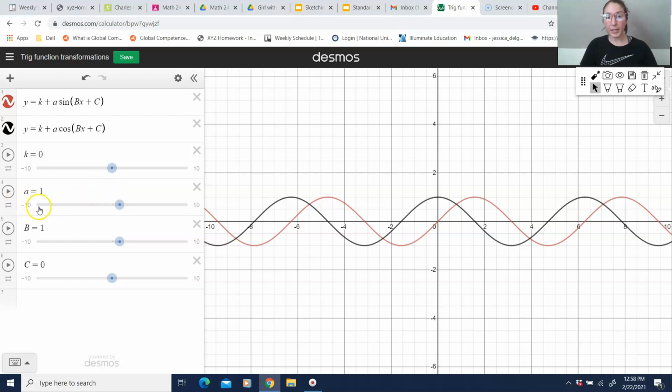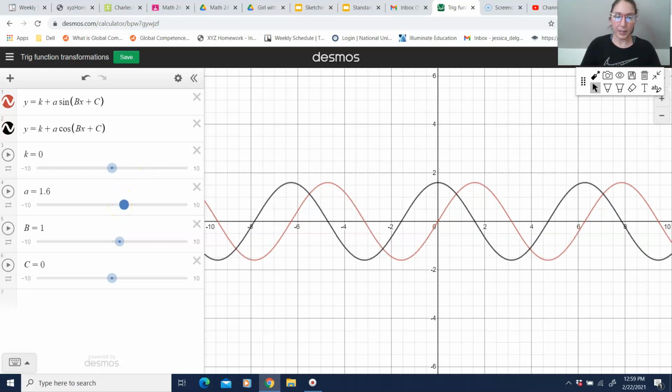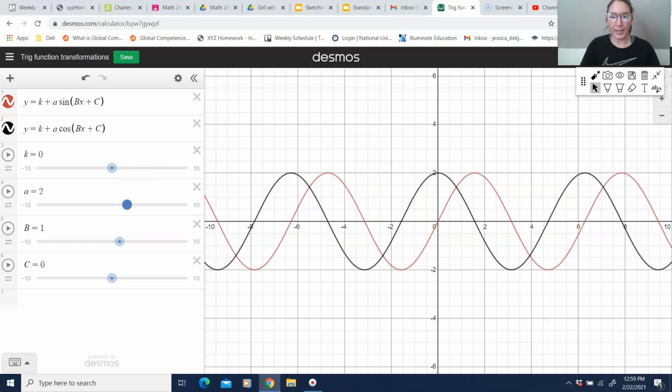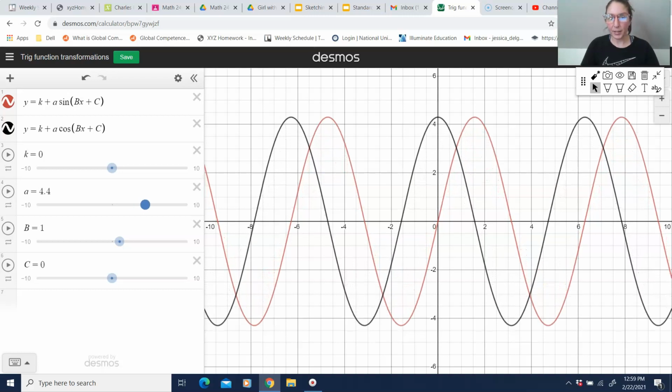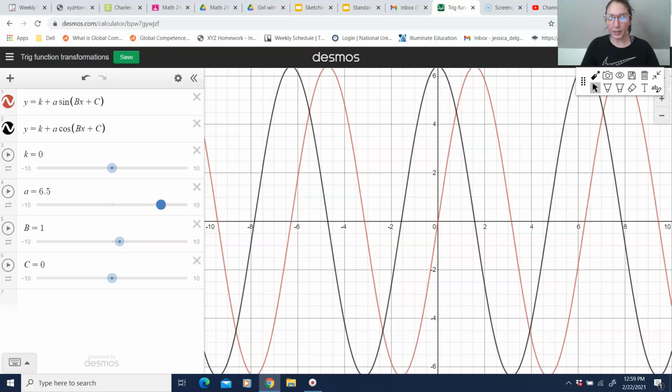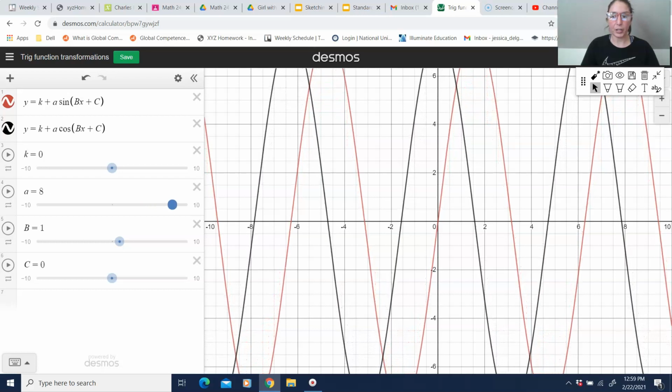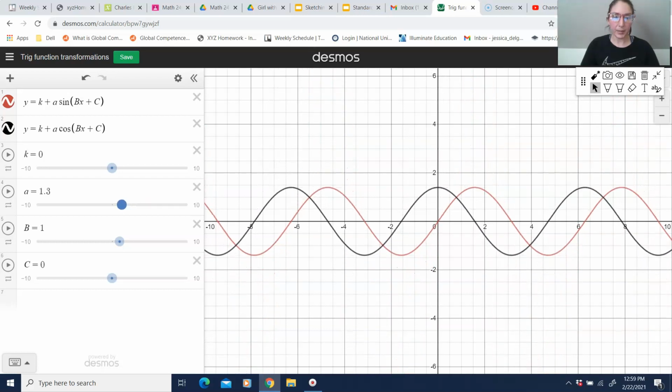Now what about a? a was the amplitude, right? a kind of controls stretch, is what we'll call it. So as a gets bigger than 1, it's set at 1 by default. As a gets bigger, look, both graphs are stretching. Red is sine, black is cosine. a gets bigger and bigger and bigger. Look, it's like somebody took the graph and started to stretch it out. Let's put a back to 1.